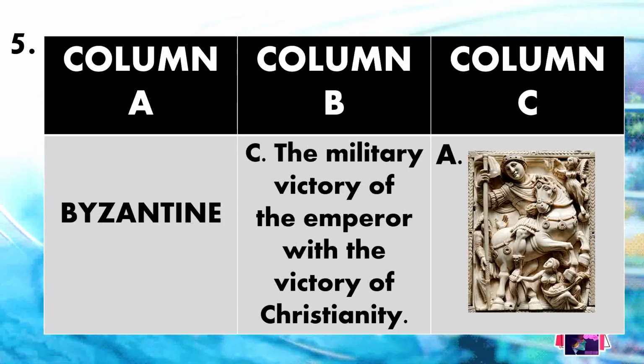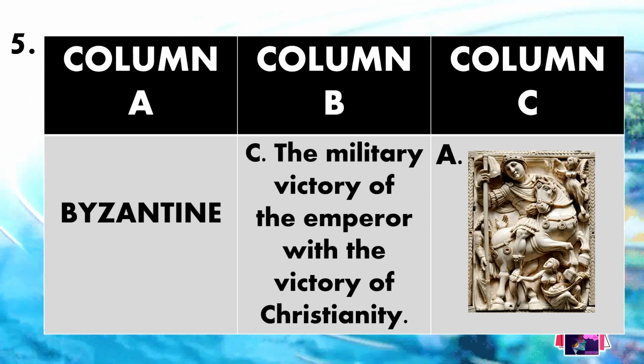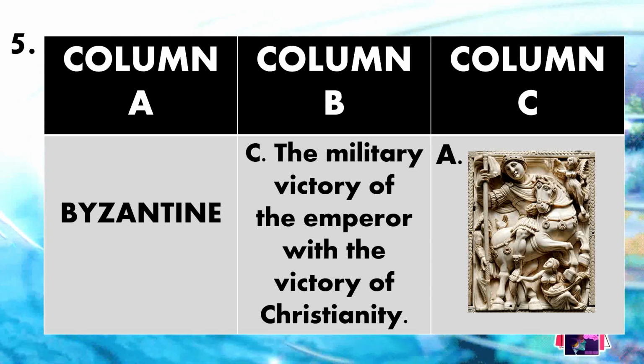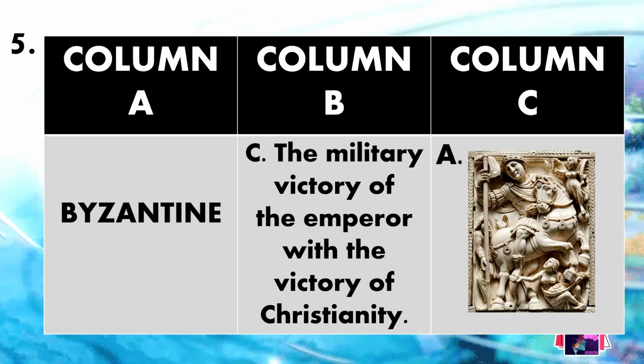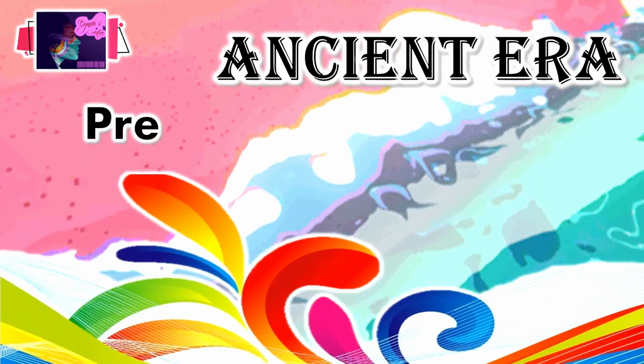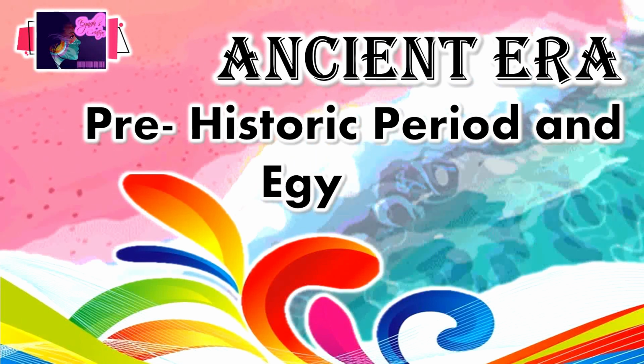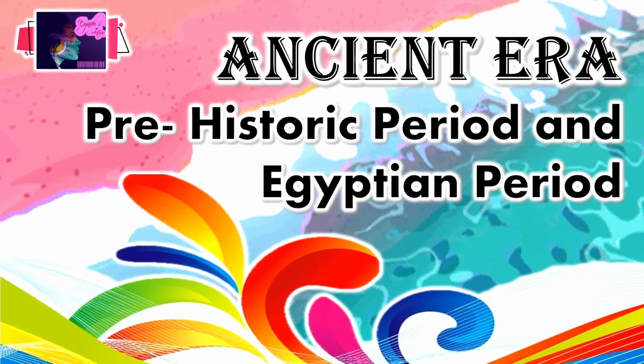And for our last number 5, it's Byzantine on column A, the military victory of an emperor with the victory of Christianity on column B, and here is the picture in column C. We'll now have our discussion with the ancient era featuring the prehistoric period and Egyptian period.